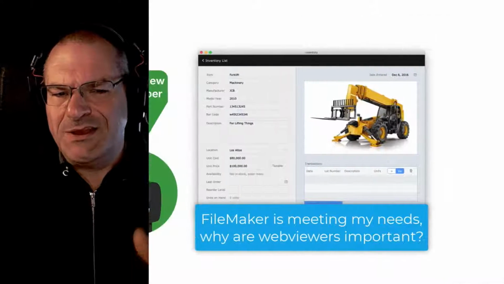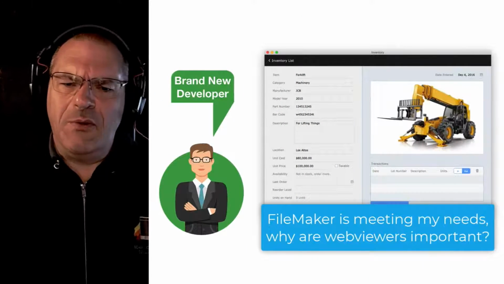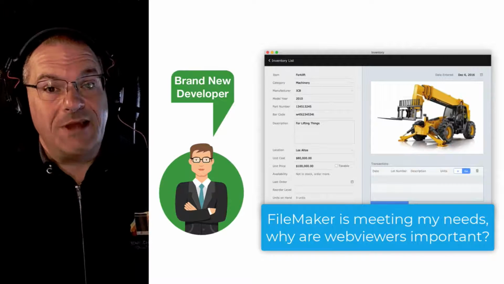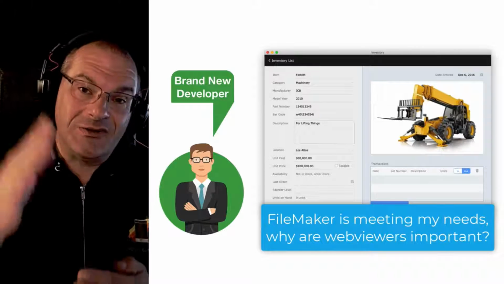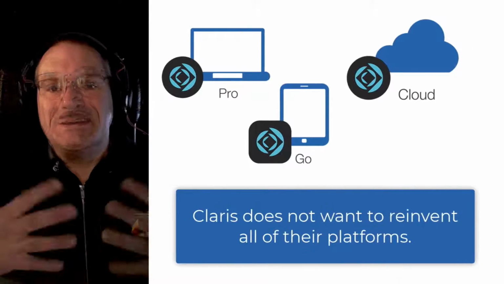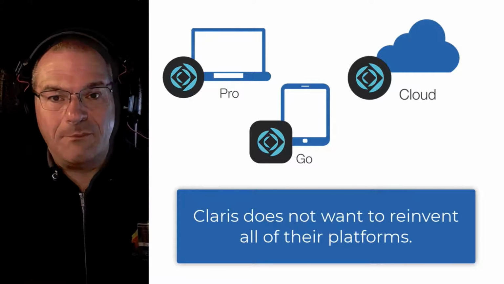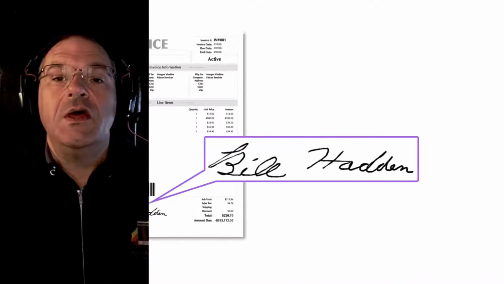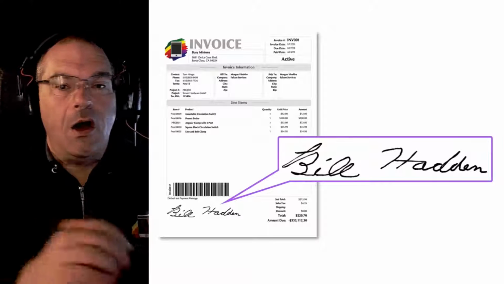So, of course, the beginning and novice developers are going, well, FileMaker is meeting my needs. Why do I need the web viewer? Once again, it's kind of repeating the same question. And I understand that. I had this question in our live stream not too long ago. Well, the important concept is that Claris makes the FileMaker platform, and they don't want to reinvent all the wheels either. So, for example, you want signature capture on a FileMaker form.